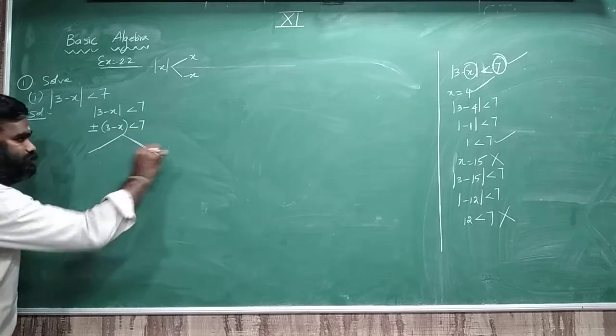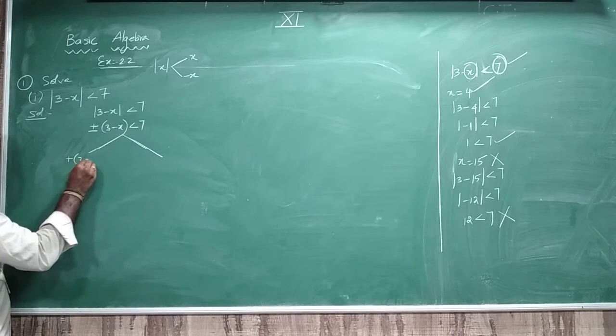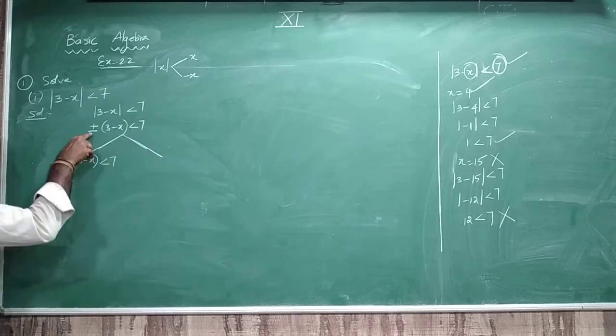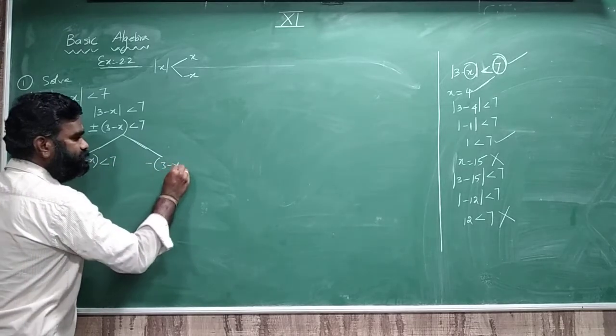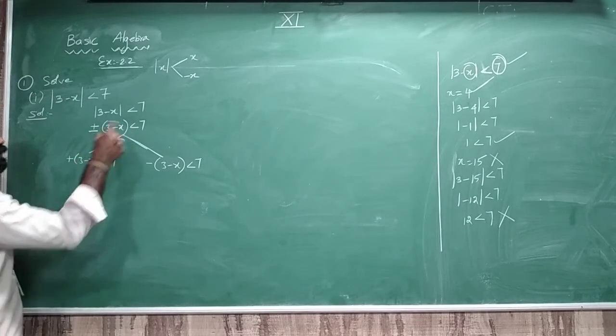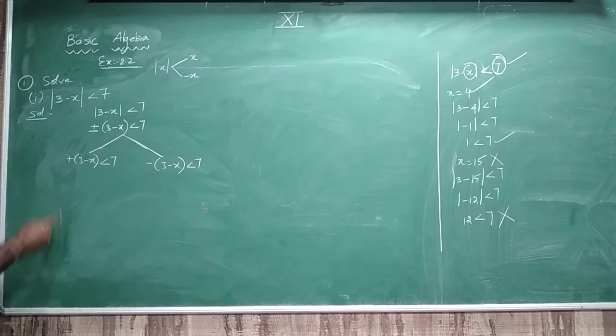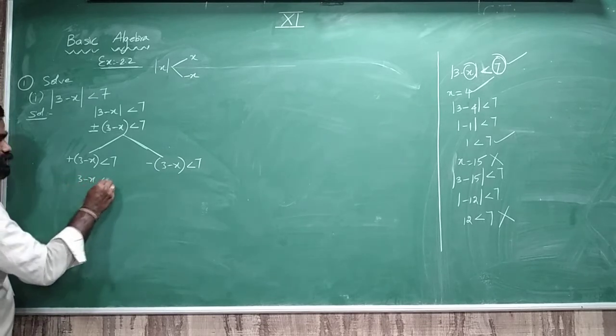I will draw it bigger, so it is very easy to see. Plus 3 minus x, plus 3 minus 6 less than 7, and minus 3 minus 6 less than 7. For this minus I need to put a bracket. The plus we don't need to put, because plus multiplied with any sign stays the same. So 3 minus 6 is less than 7.